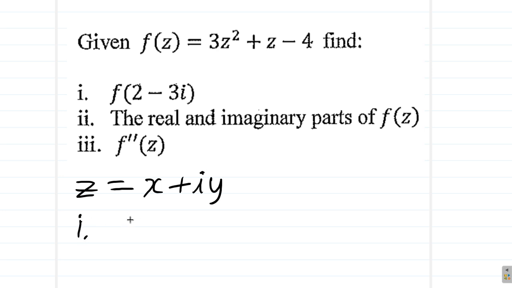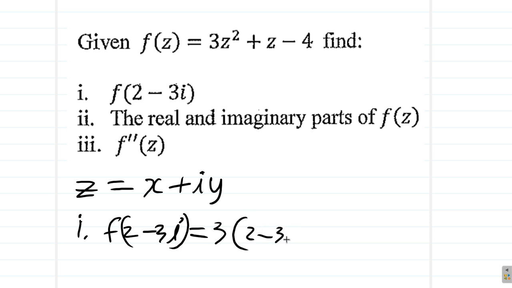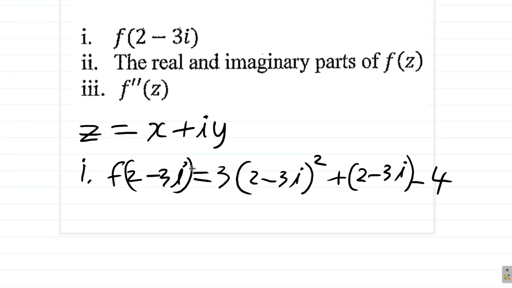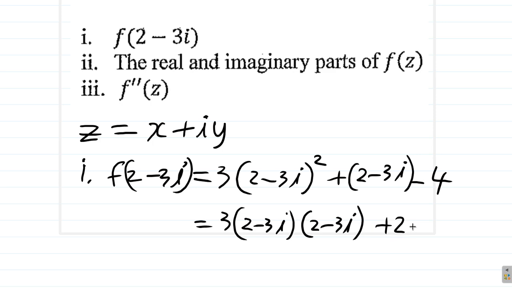So in part 1, f(2 − 3i) is equal to 3 times z squared, which is (2 − 3i) squared, plus 2 − 3i, minus 4. Okay. Now this is 3 times (2 − 3i) multiplied by (2 − 3i), plus 2 − 3i, minus 4.